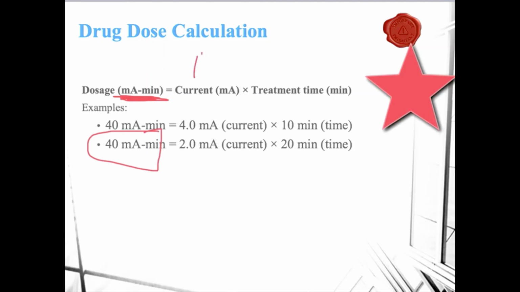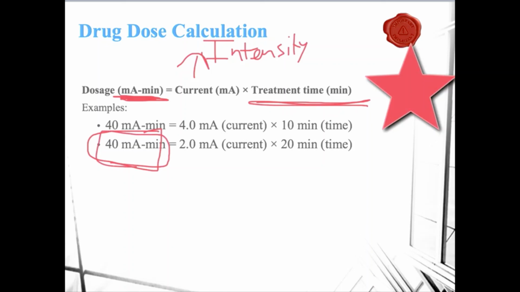The current, as you know, is the same as the amplitude or the intensity, and this is what you're going to turn up with the patient. And then the treatment time is typically going to be in minutes. However, with some of the portable ones, they could be distributed over an hour period, such as 12 hours or even 24 hours with some of them. So we're looking at 40 milliamp minutes as an example.